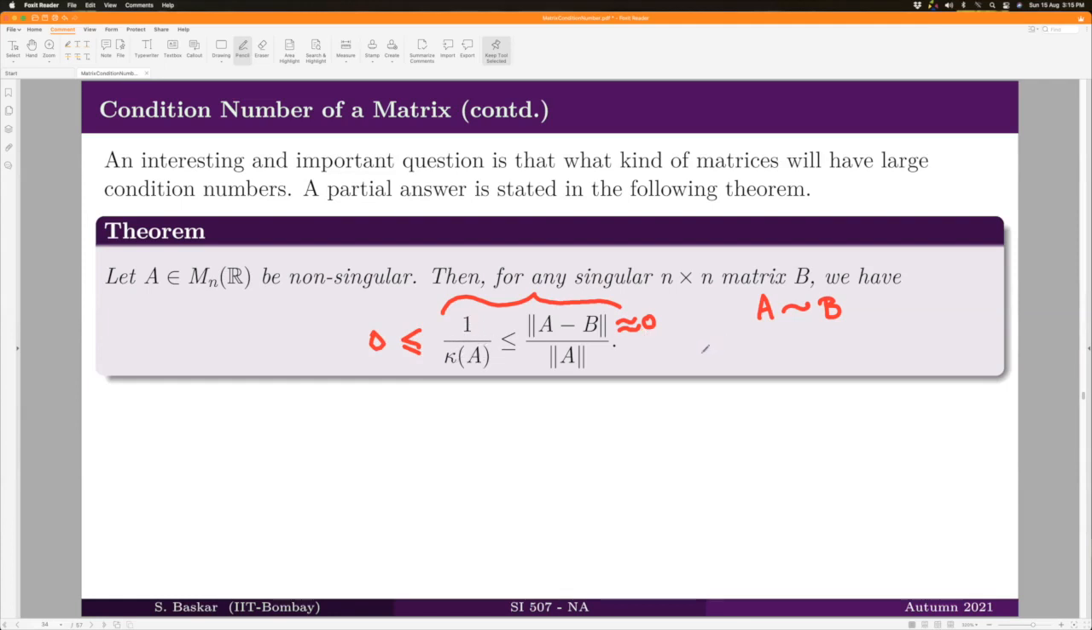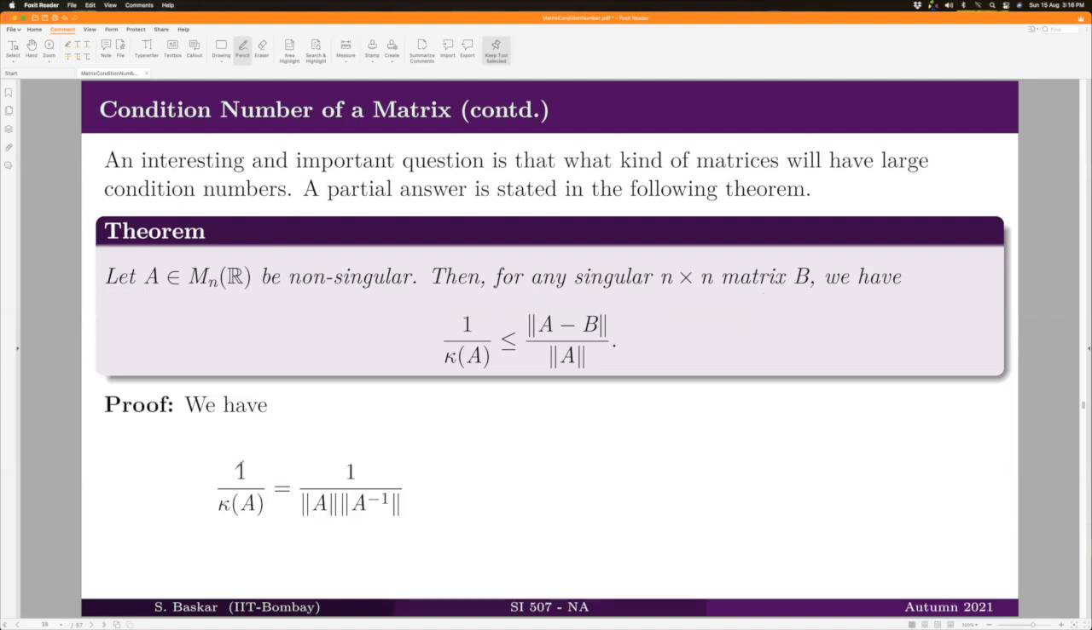It means kappa of A is a very large number, almost infinity, right? So that is what we can infer from this inequality. It means if your matrix A is in some sense very close to a singular matrix, then surely the condition number of that matrix will be very large. Well, let us see how to prove this theorem.